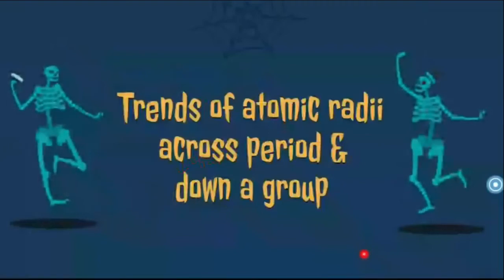These two factors will affect the trends of atomic radii across a period and down a group. So look at this periodic table. I want all of you to focus on the elements in period 2. What we have here is lithium, beryllium, boron, carbon, nitrogen, oxygen, fluorine and neon.